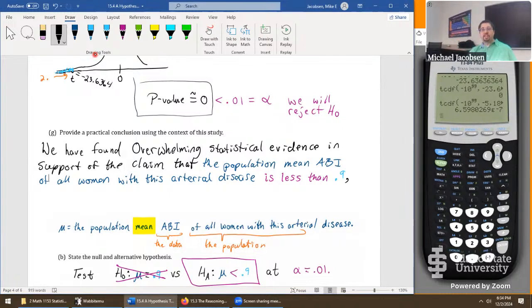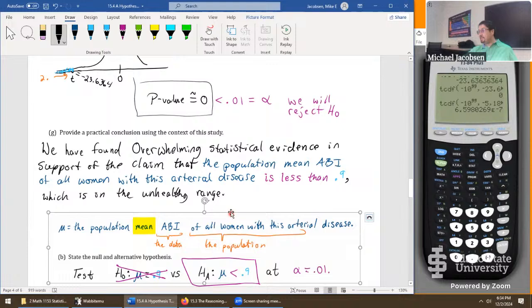The statement's pretty much over here, but just as a reminder, this is telling us which is in the unhealthy range, which was their larger question. Do they have a healthy or unhealthy ABI? They were asking for specifically the unhealthy one. That's why we had a less than there. Well, that's how the conclusion would go for that statement.